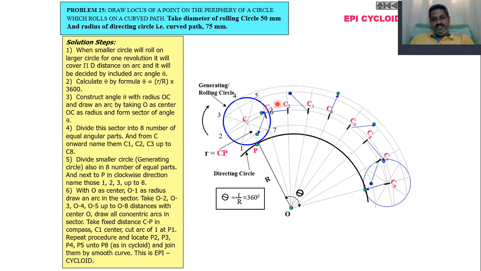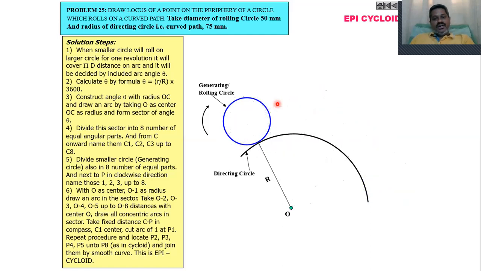I repeat this procedure once again. As I said just now, we have two circles. One is the directing circle, the other one is the rolling circle or the generating circle, which is responsible for drawing the epicycloid. As I also defined just now, epicycloid means the path traced by a point on the circumference of the circle when it rolls on a circular path without slipping.